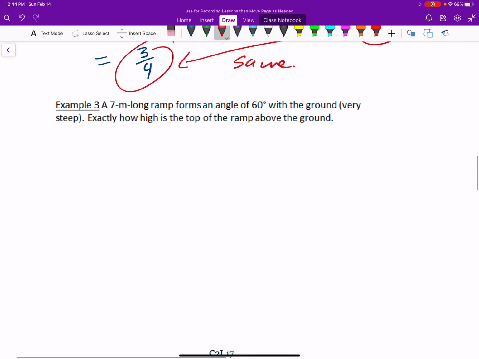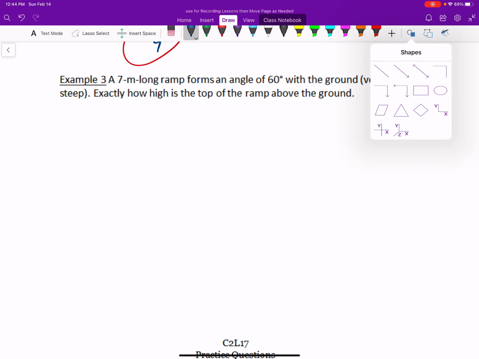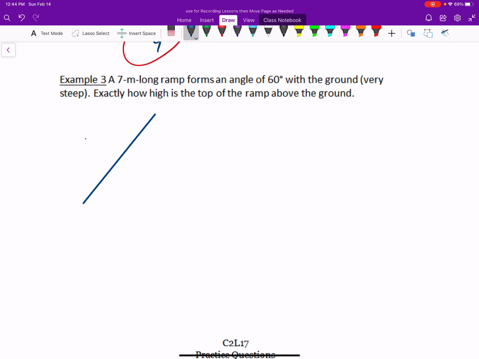The last one is just using special triangles, so not relying on our calculator to help us figure out the length of something. So we're still going to use the special triangles. A 7-meter long ramp forms an angle of 60 degrees with the ground. Very steep. Exactly how high is the top of the ramp above the ground? So we have the 7-meter long ramp at a 60-degree angle. So maybe this is my 7-meter long ramp. I want to know how high that is above the ground.